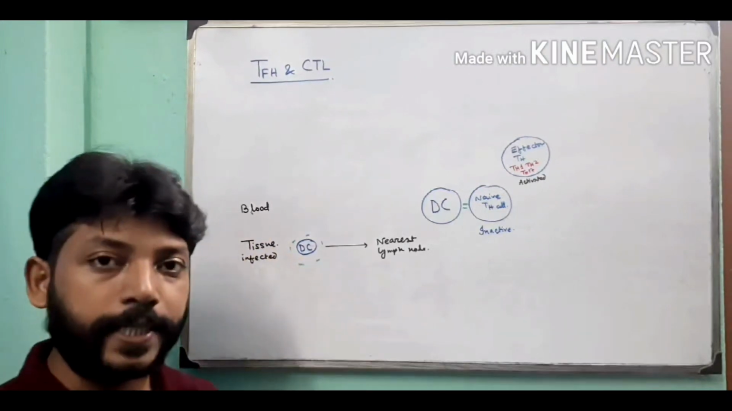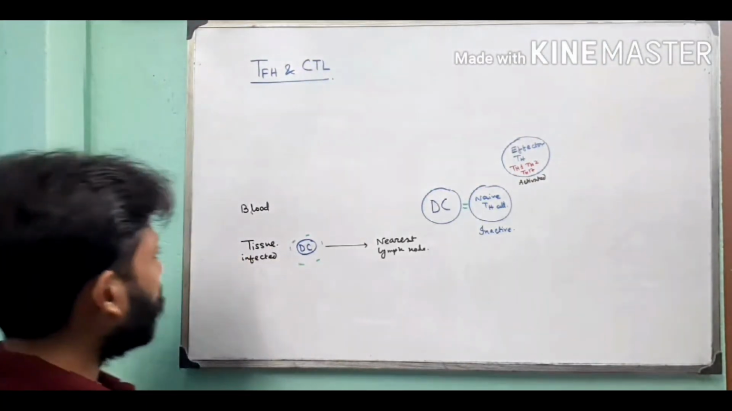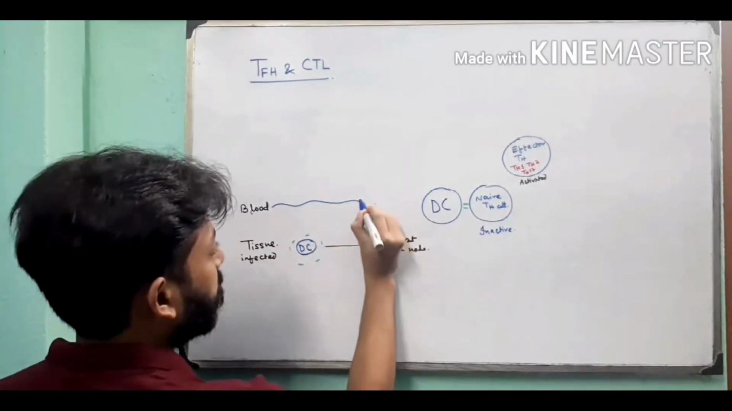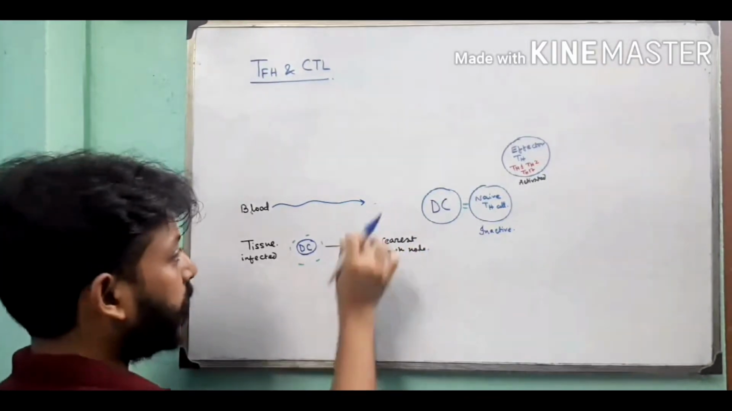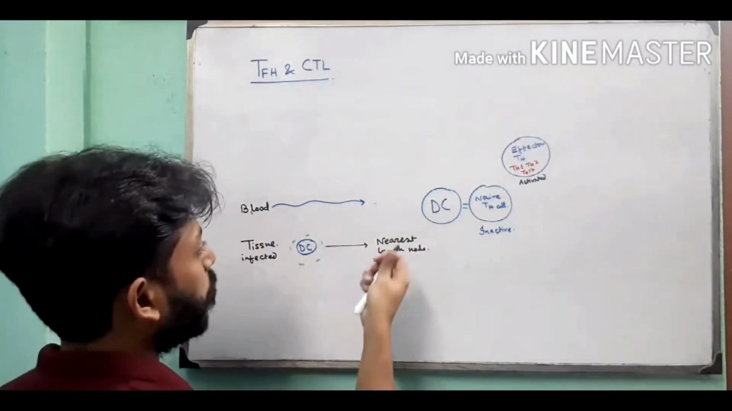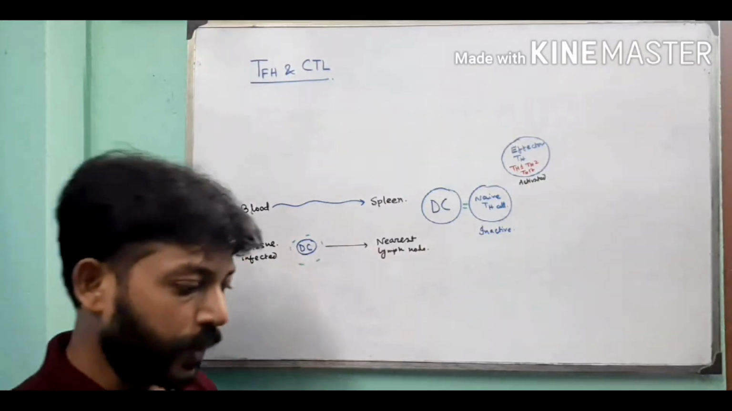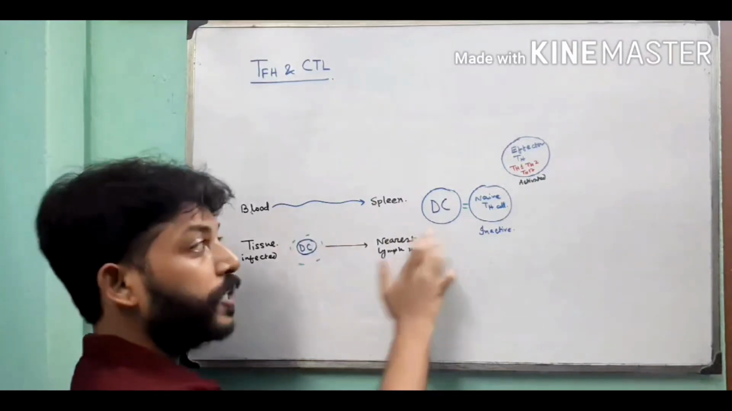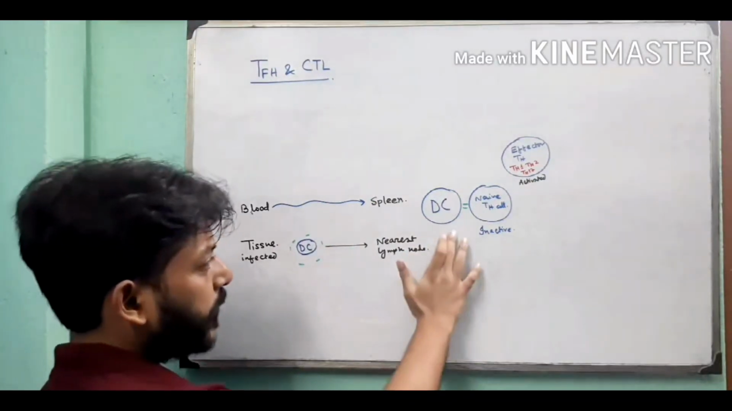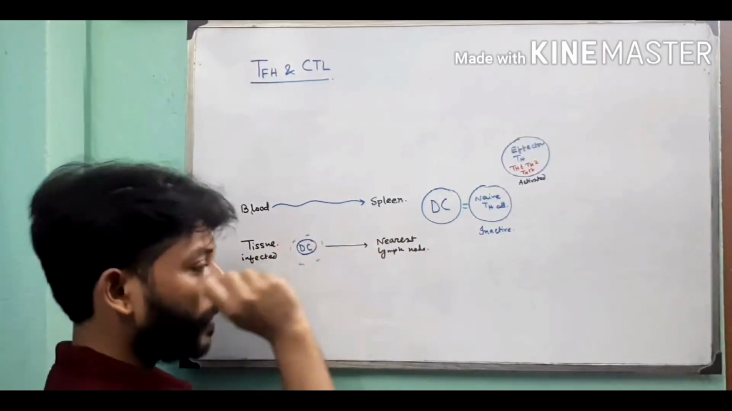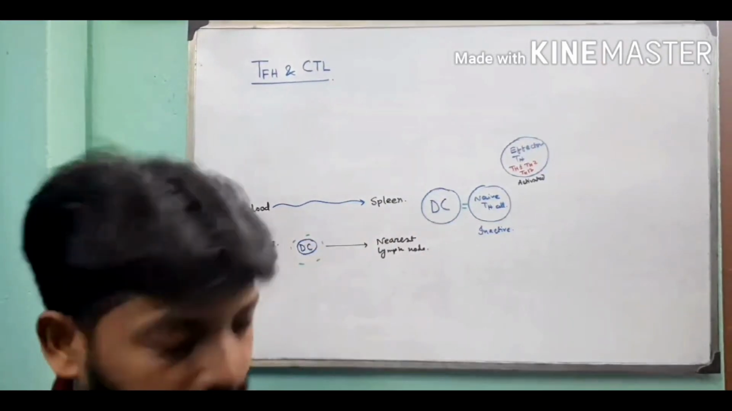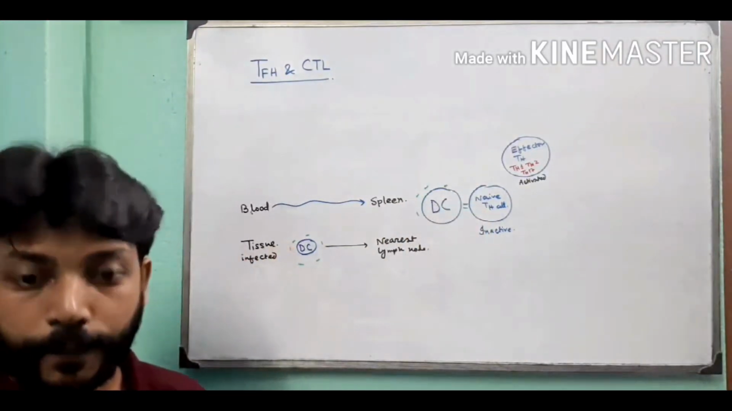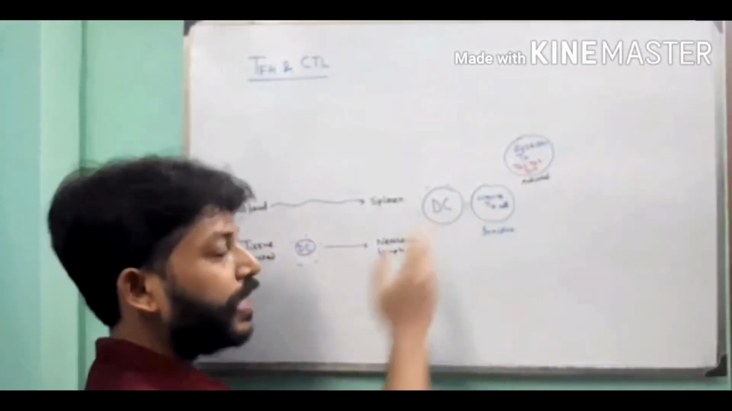If the pathogen is present directly in the blood, what happens? From the blood, the pathogen reaches the spleen. In the previous case it was the lymph node or lymph gland, but in the case of blood, the pathogen reaches the spleen, because blood-borne pathogens are trapped in the spleen. In the spleen, dendritic cells are already present, and they perform the same function. They capture the pathogen and represent it to the naive T helper cell.